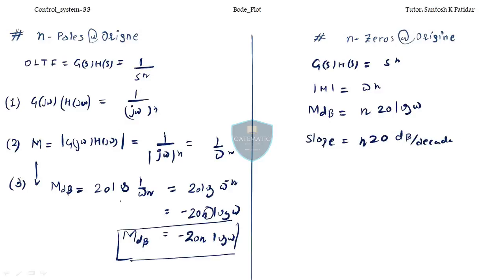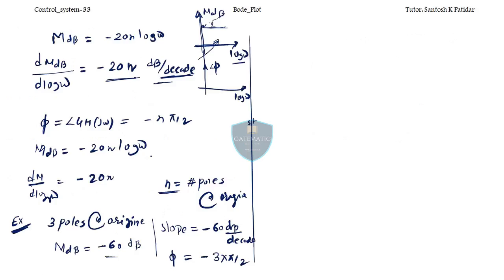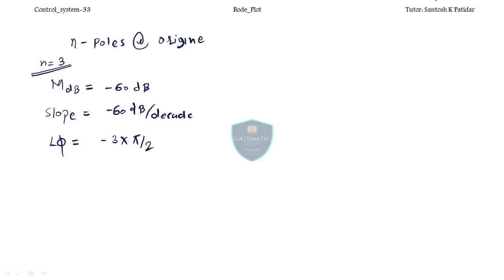Here the slope is minus 20 n dB per decade, and here the slope is 20 n dB per decade. Here the phase is minus n pi by 2, and here the phase will be in plus. Okay friends, so now we will compare these two things.